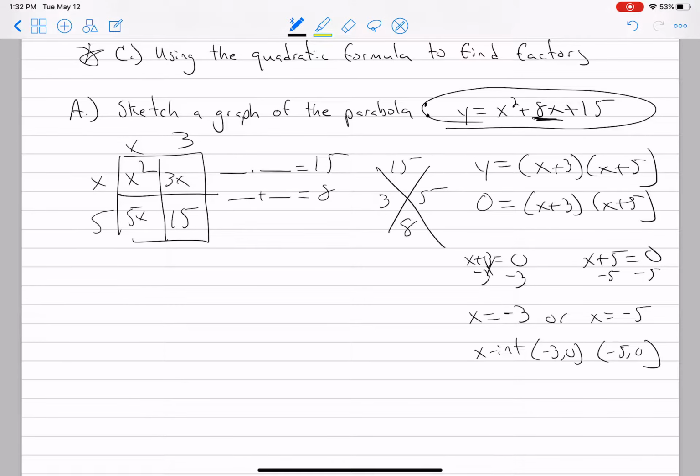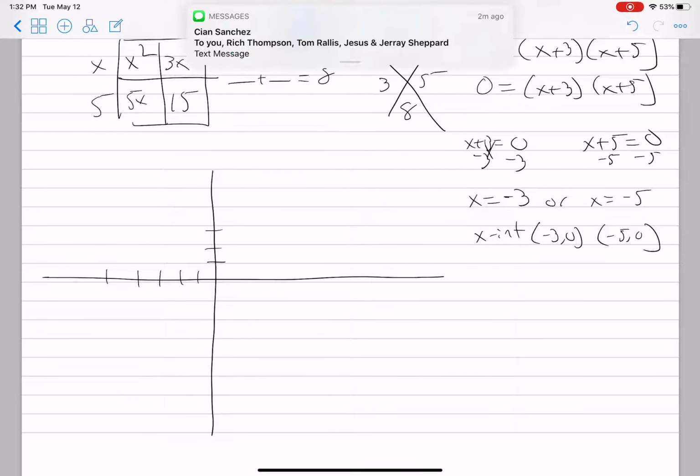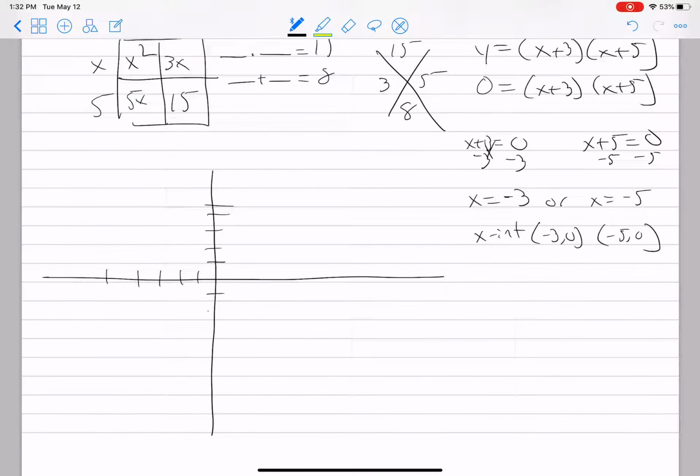So now I can go ahead over here and start to graph this bad boy. 1, 2, 3, 4, 5. 1, 2, 3, 4, 5. All right, let's see. So I got negative 3, 0, which is here. I have negative 5, 0, which is here.